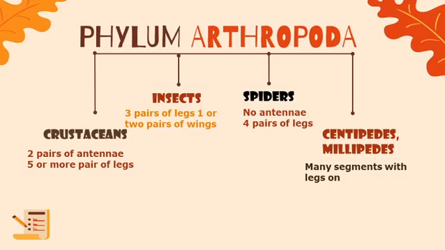Next, the phylum Arthropoda can again be divided into four subclasses. The first, crustaceans: two pairs of antennae, five or more pairs of legs. Insects: three pairs of legs, one or two pairs of wings. Spiders: no antennae, four pairs of legs. Centipedes and millipedes: many segments with legs. So phylum Arthropoda is classified into four subclasses.